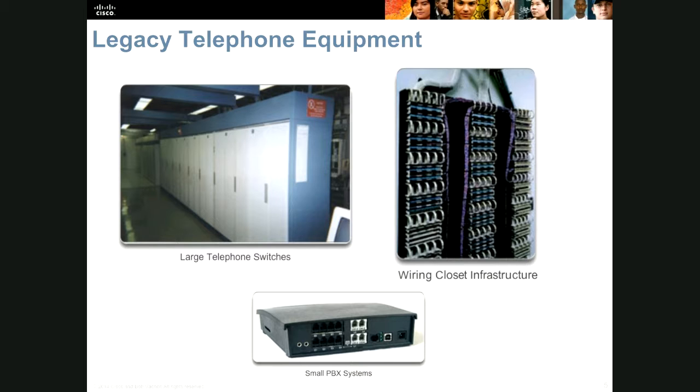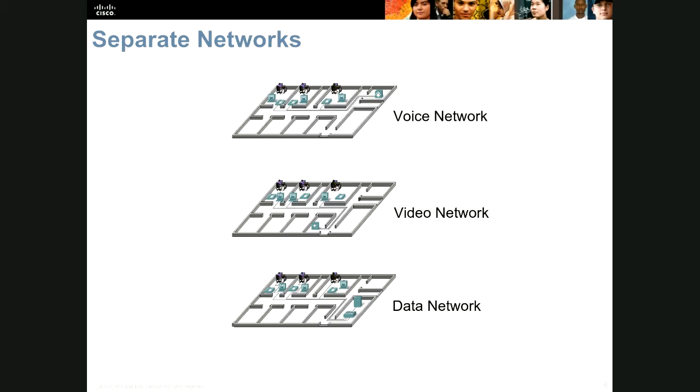So these days, the trend is to not do that. Instead of having separate networks, we had a voice network for telephones. We had a video network for our cable TV system. We had a data network for our IBM terminals and for our PCs that we were just starting to get in the early 80s, like the original IBM PC. Now we want to converge this.